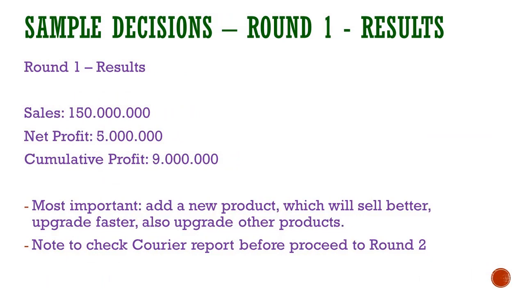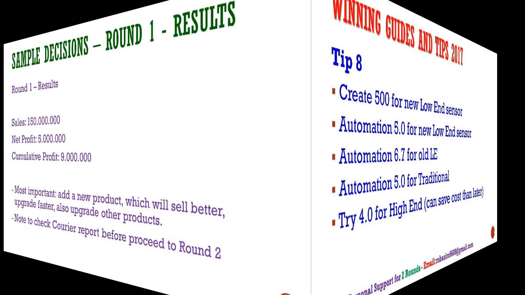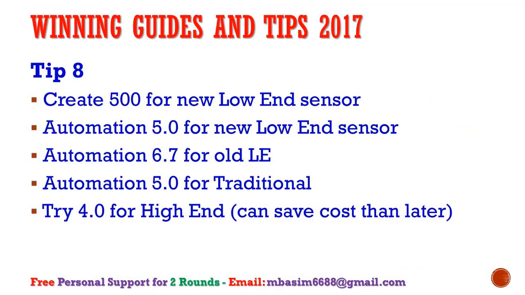With this sample decision, the sample results for round 1 are sales of 150 and 5 million net profit, cumulative 9 million. Note that we need to get positive net profit for rounds 1, 2 and 3, but not very high. It's more important that we R&D the new 3 products.